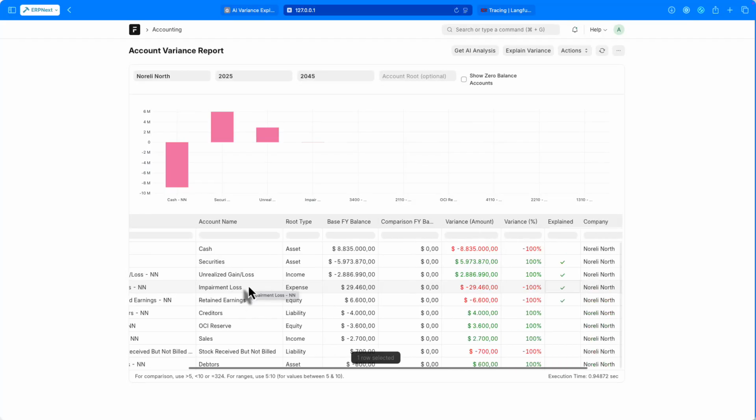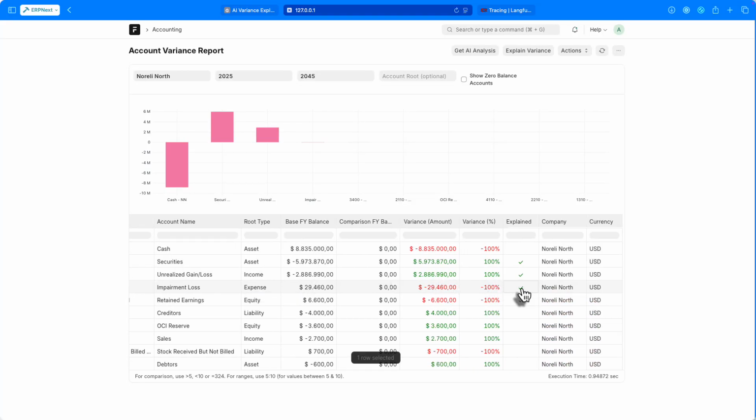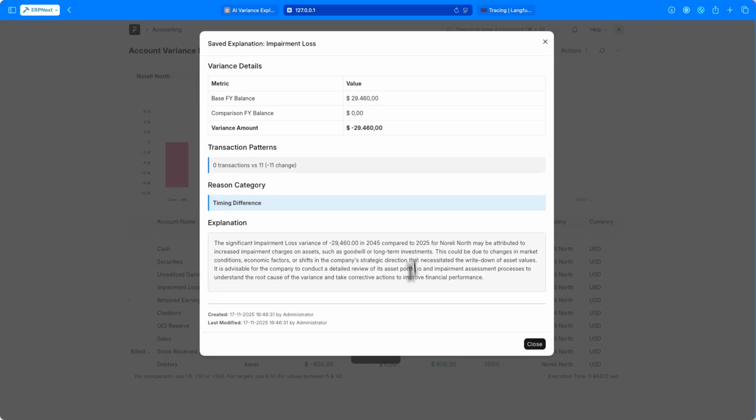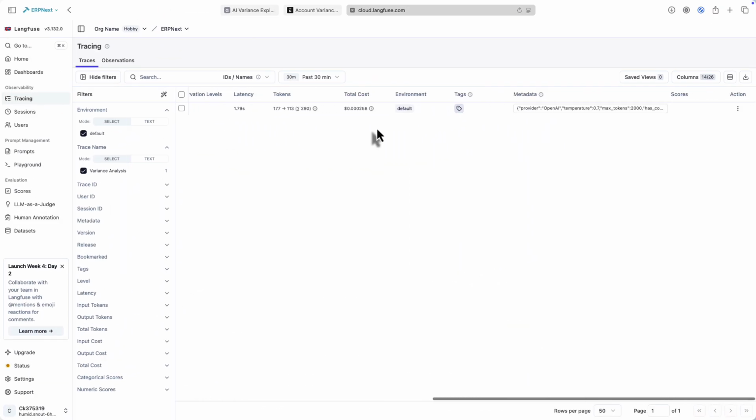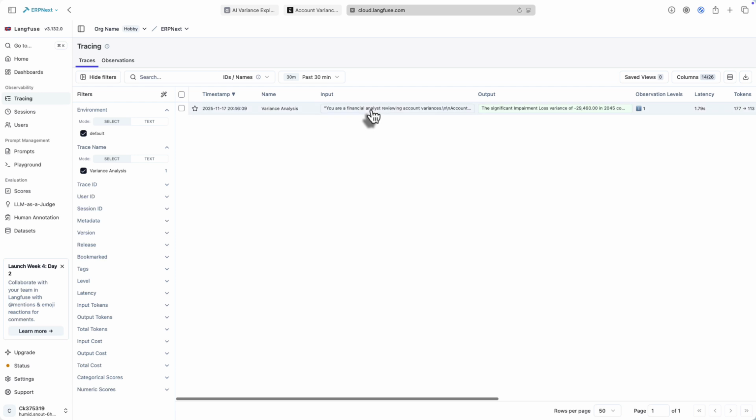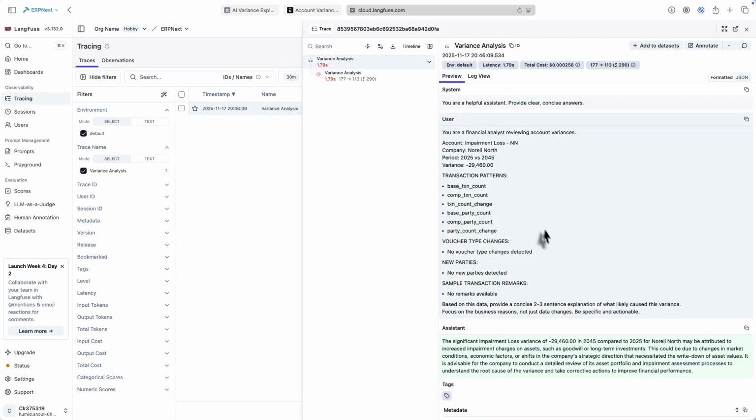I just built a complete AI variance explanation workflow. And I mean complete. You get an AI analysis that explains all your variances at once. You get AI explanations that do a deep dive into specific accounts. You see a green checkmark that shows which accounts already have explanations.